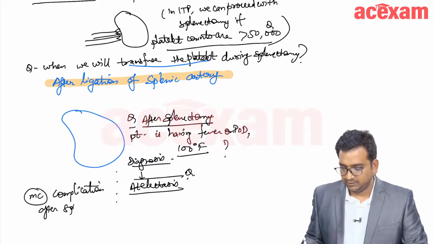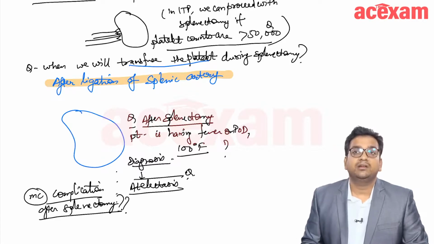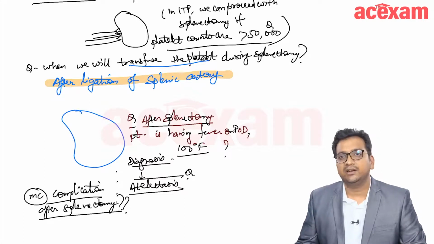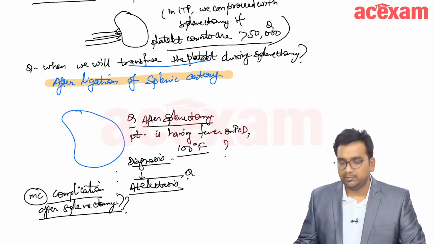So they'll give you a question like that: a patient with chronic ITP underwent splenectomy. After splenectomy, the patient is developing fever on the first post-operative day. So the correct answer is atelectasis. We should get a chest X-ray done and see what the probable diagnosis is.